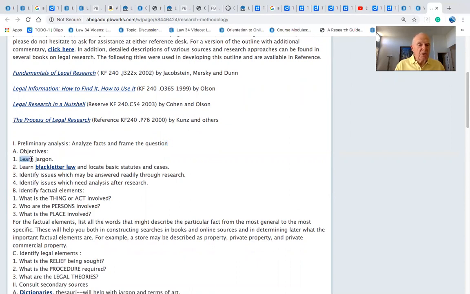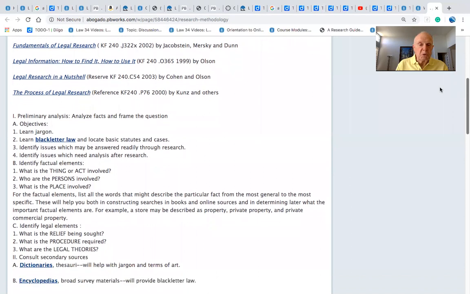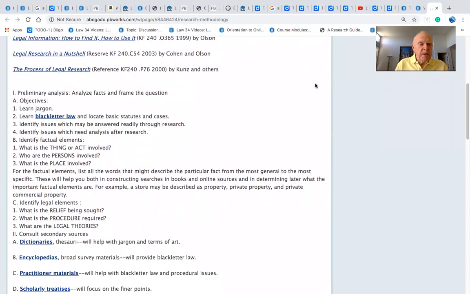First, when you look into any new topic or new area of the law, you're going to need to know the jargon, including the black letter law. The jargon are terms and words of art, so to speak, that are involved in any particular area of the law. Then after you learn the jargon and the black letter law, you're going to identify issues which are going to be answered through your research, and maybe issues which need further analysis after your research, or issues that cannot be totally resolved. And then after you have learned the jargon and the black letter law and identified the issues, you identify the factual elements that are involved.